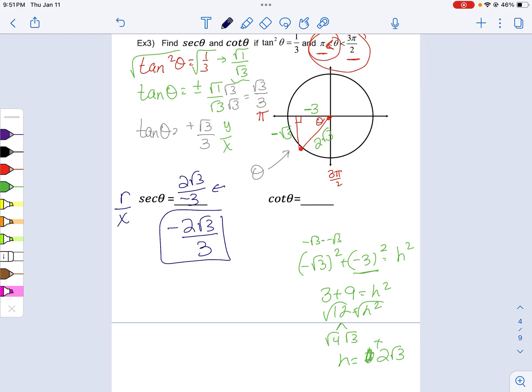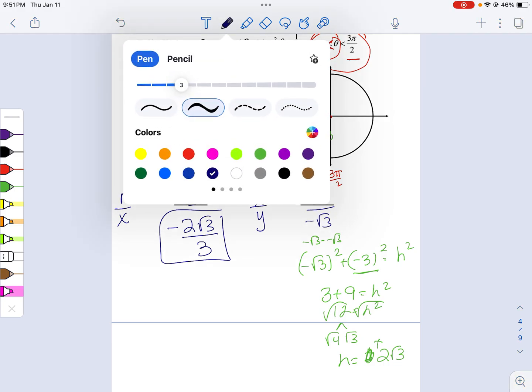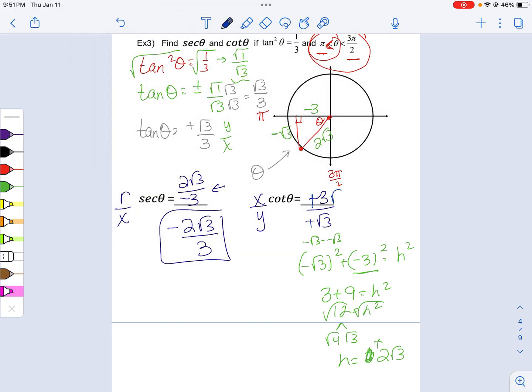And then tangent or cotangent is x over y, because tangent's y over x, so it's just the reciprocal of there. And that gives me the x value, which is negative 3, over the y value, which is negative root 3. I know that two negatives gives me a positive. I also know that I have to rationalize this. So that gives me positive 3 root 3 over 3. Those 3's reduce, so I get positive root 3 for cotangent. So this is a little bit different because we're not using the unit circle, but we are going back to all of those things that we were using to find cosine and sine and tangent, r over x, x over y, y over x, etc.